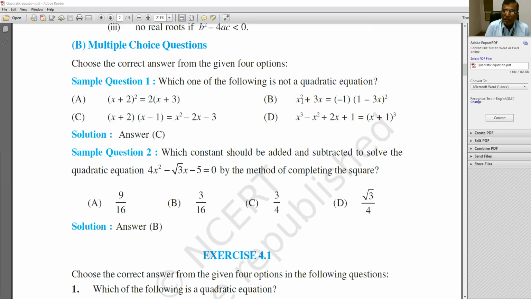Again, here is x square plus 3x, and if you multiply this factor after giving the expansion of this, then this will also give you a quadratic equation. But in case of 3, why is this not a quadratic equation? Because you multiply x plus 2 into x minus 1. So what will be its result? Its result will be x square minus x plus 2x minus 2. So this will be x square minus x minus 2.